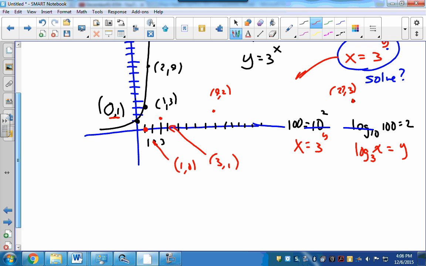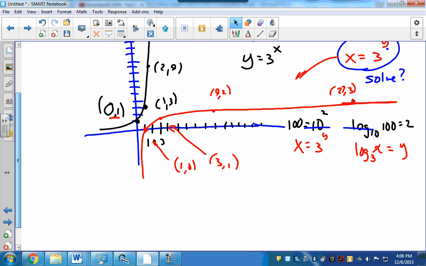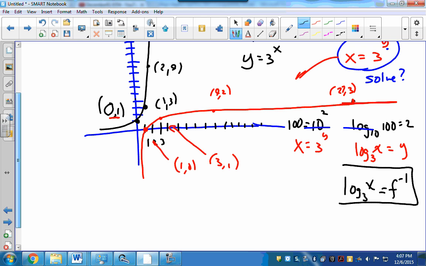And the log curve looks like this. So it's the inverse, the mirror image of the exponential curve. If I wanted to use my little function notation, f inverse is log base 3 of x. That's the inverse. This was the original, the exponential growth curve.